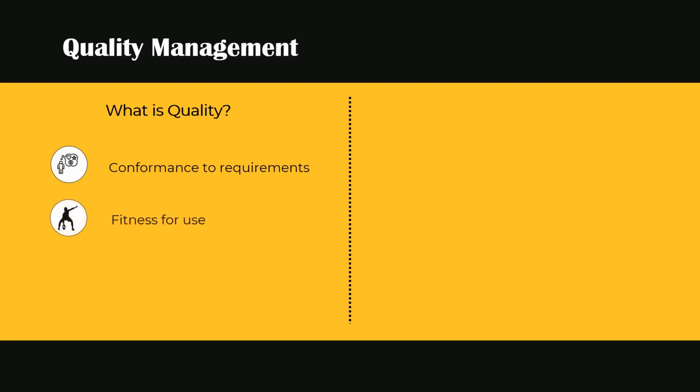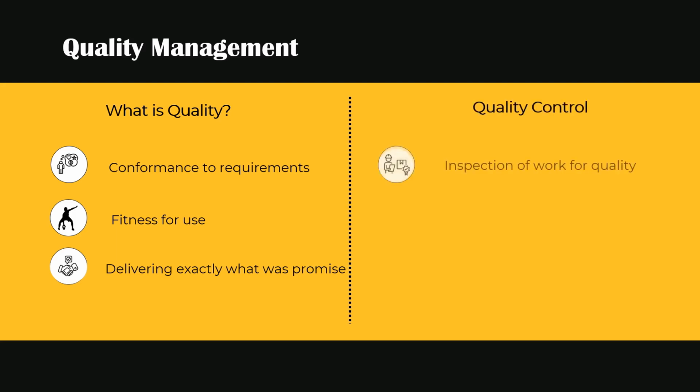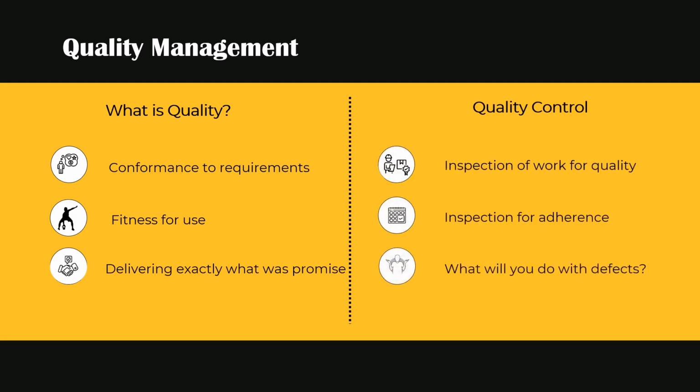What is quality? Quality is conformance to the requirements. The output of the project must be fit for use and deliver exactly what was promised. Quality is a measure of how well a project meets its objectives and customer requirements. Quality control is the inspection of the work to ensure the quality. Quality control is utilized to make sure that the product adheres to the requirements, and there must be a clear plan for how defects will be remediated.